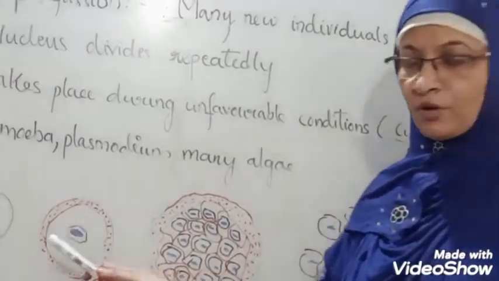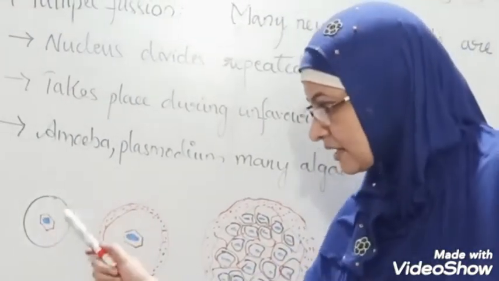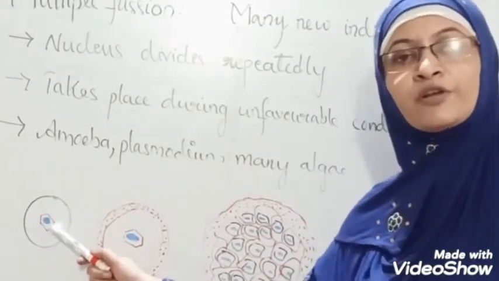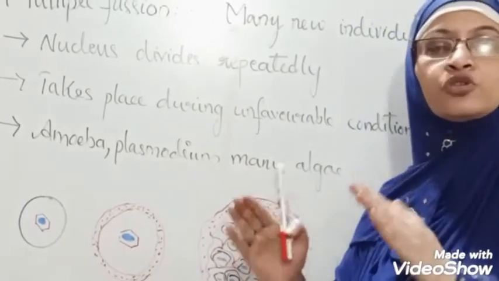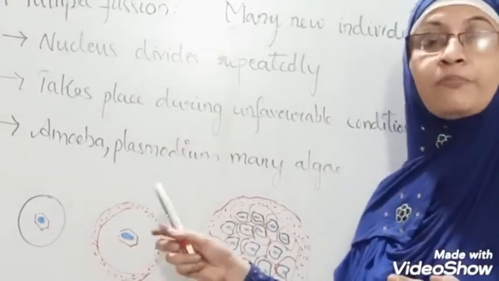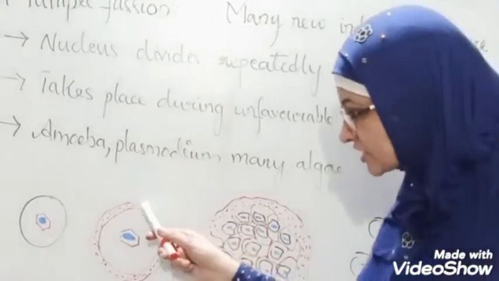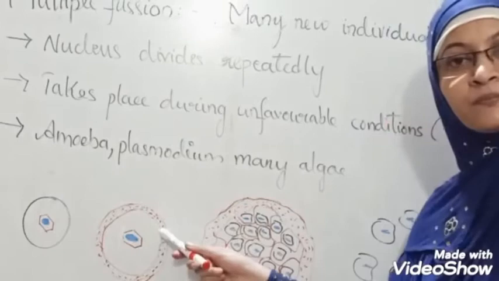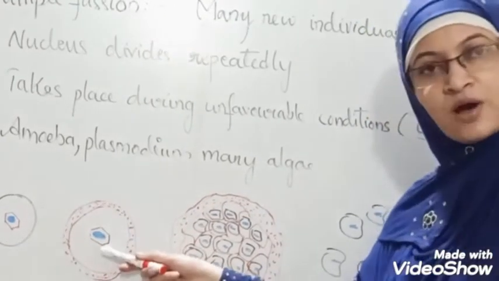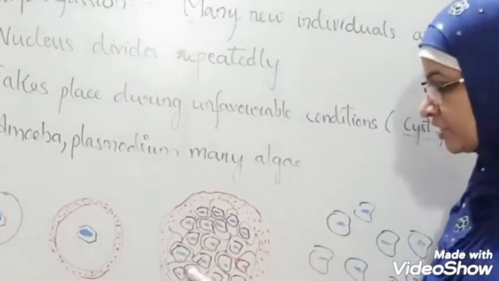For example, now consider this as a cell and this is a nucleus. In favorable conditions, what happened? It can divide into two. That is called binary fission. But in unfavorable conditions, first it develops a cyst over it. And the nucleus, which is one, will keep on dividing into many nuclei inside.